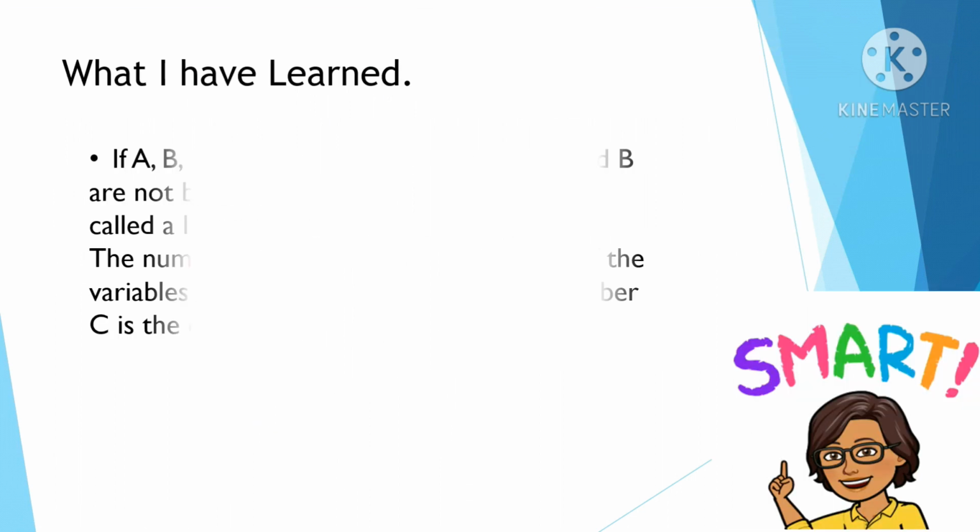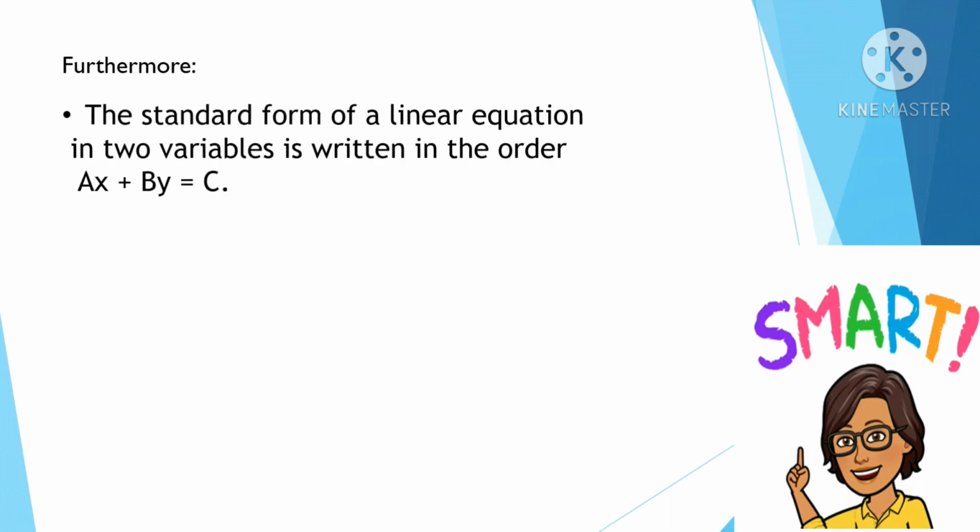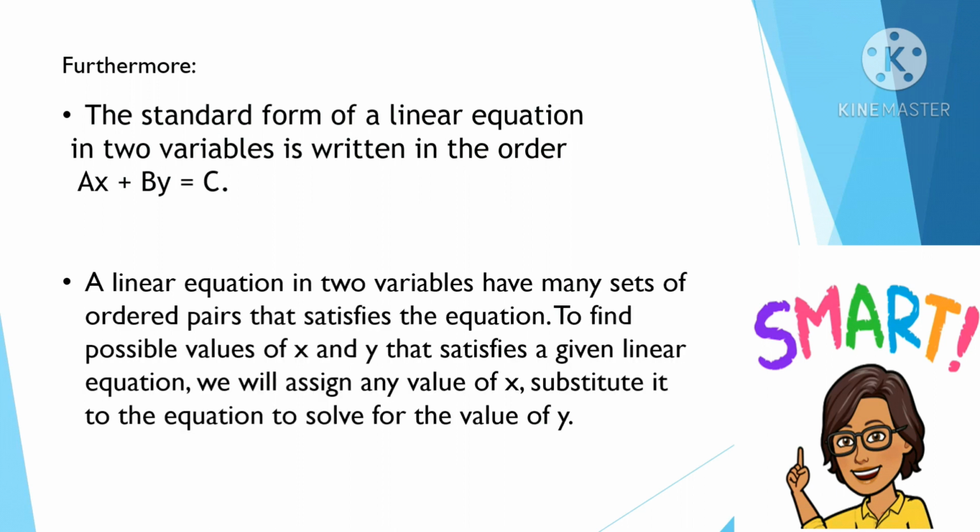What I have learned: if a and b and c are real numbers, and if a and b are not both equal to 0, then ax plus by equals c is called a linear equation in two variables. The numbers a and b are the coefficients of the variables x and y, while the number c is a constant. Furthermore, the standard form of a linear equation in two variables is written in the order ax plus by equals c.